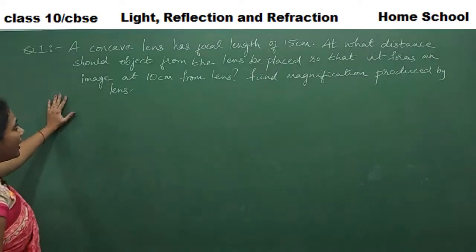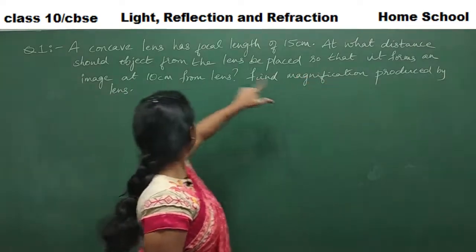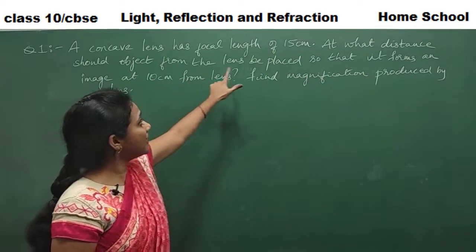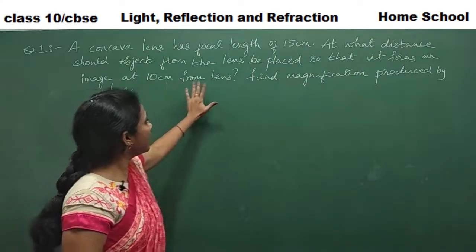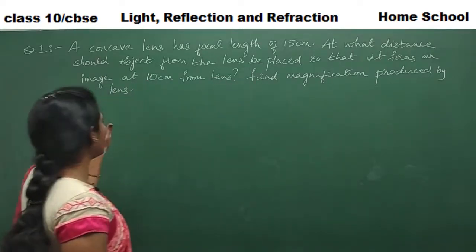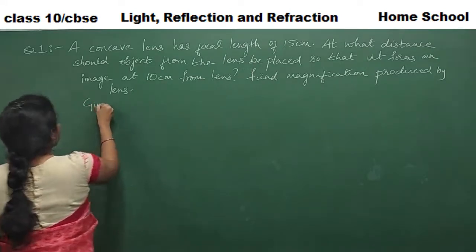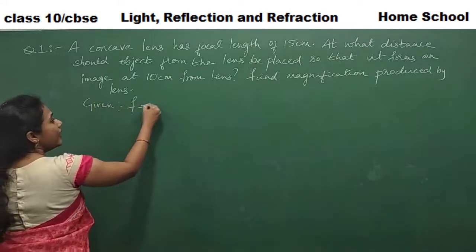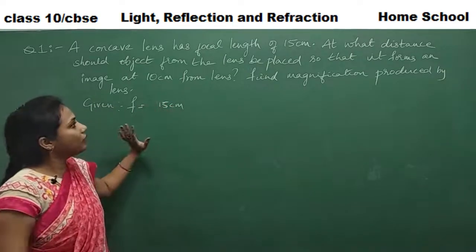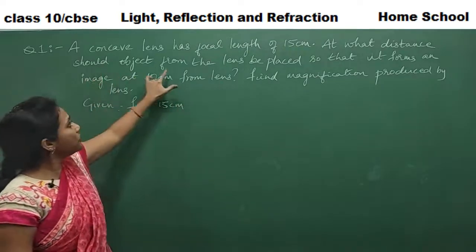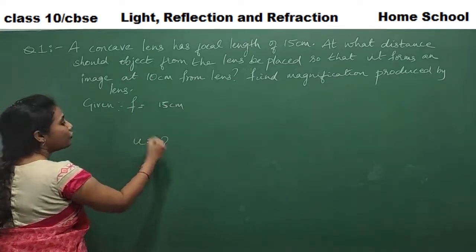Coming to the first question: a concave lens has a focal length of 15 centimeter. At what distance should an object from the lens be placed so that it forms an image at 10 centimeter from the lens? Find the magnification produced by the lens. See what is given? Focal length is given. Let me write our given things here. Focal length is given, that is 15 centimeter. Let us work it out with the sign later. First note it down. And at what distance should the object from the lens be placed? That means they are actually asking you u.